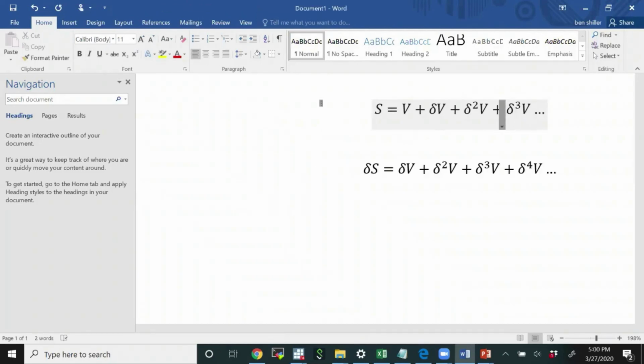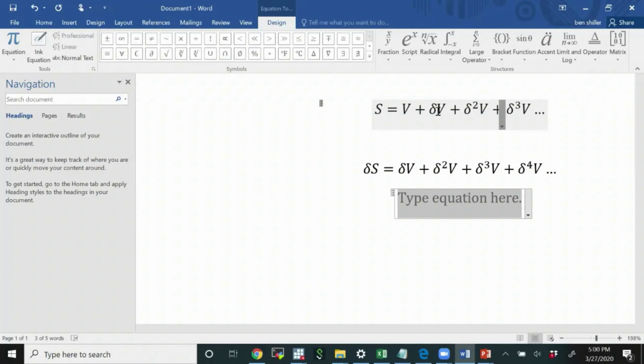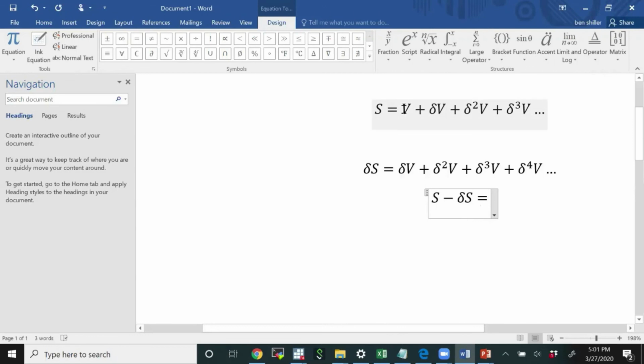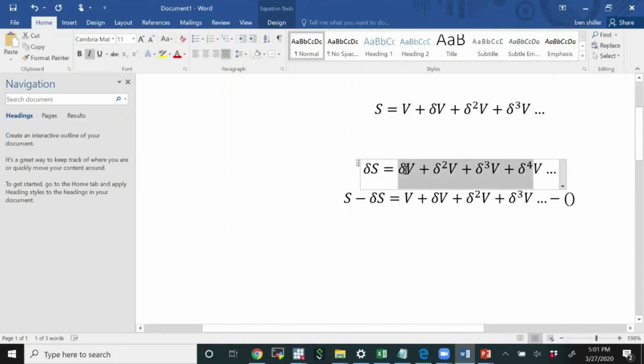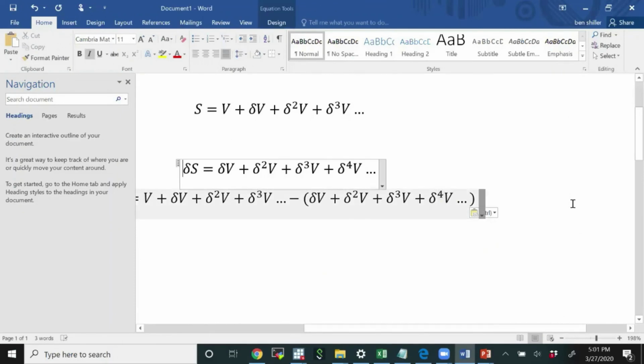Okay, so now here's the trick. What we're going to do is subtract delta S from S, and then we're going to solve for S, which we know by how we've defined it is equal to the present discounted value of this stream of payments. So let's write S minus delta S. And that's going to be equal to all the terms in S minus all the terms in delta S, that's what delta S is equal to.